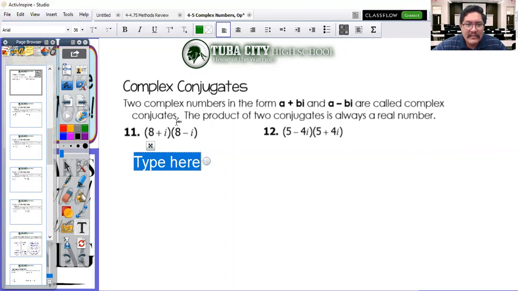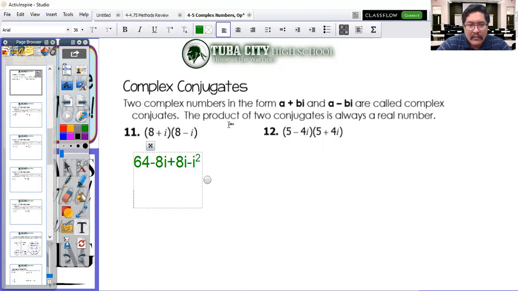So 8 times 8, because we use our FOIL method, that's the first number, and that's 64. Now, outside number is going to be 8 times minus i, so that's going to be minus 8i. Third term here is going to be i times 8, so it's going to be plus 8i. And last terms of both groups, so that's going to be negative times positive, which is going to be negative i squared.